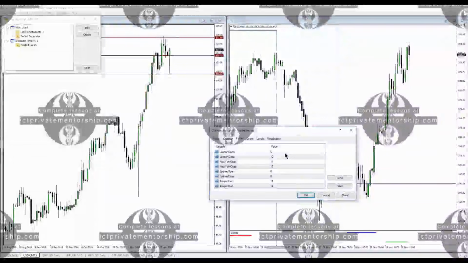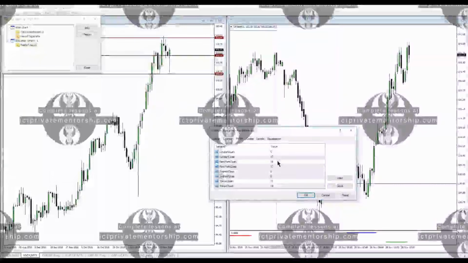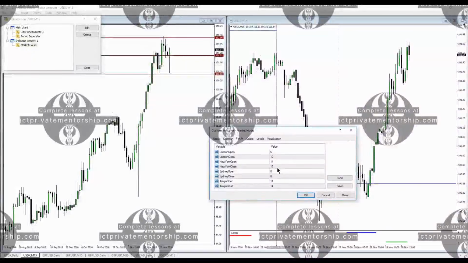Now, like I said before, there's going to be some discrepancies amongst all of the data providers because that's the nature of the business. There's going to be some slight variance in it. And that's the price you pay for trading retail. But the London Open, I have it set for 6. London Close is 10. New York Open, I have set for 14. 17 for New York Close.